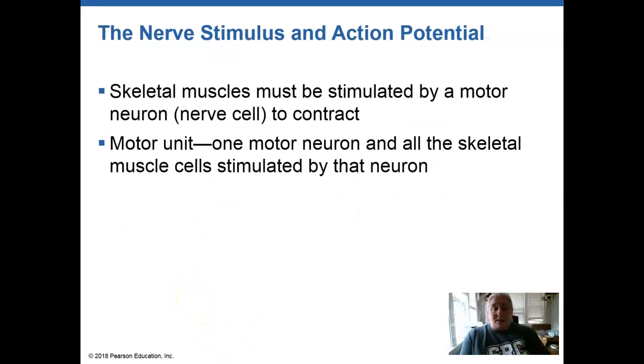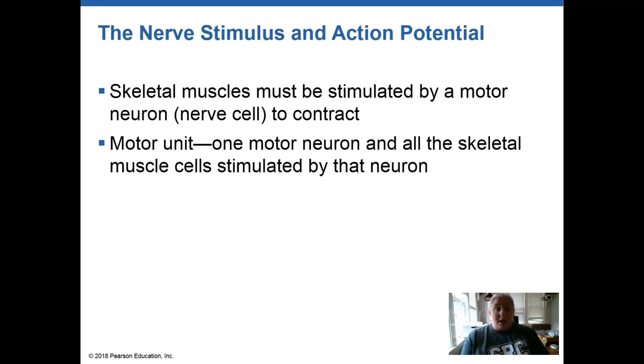So if a skeletal muscle is going to respond to a stimulus, then there has to be some type of stimulus that it can respond to, and that's a nerve. A neuron is a cell that sends signals or takes in signals, information. In this case, a neuron can send a signal to skeletal muscle, and then that skeletal muscle will respond by contracting.